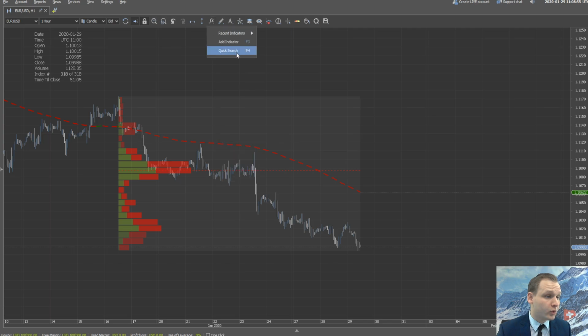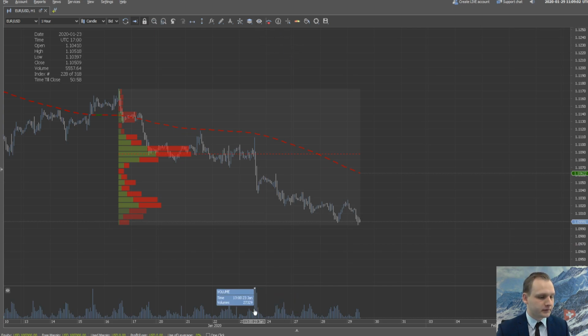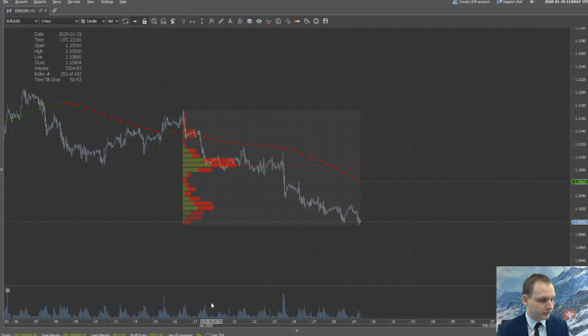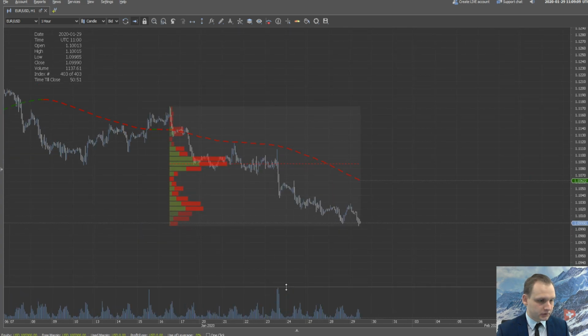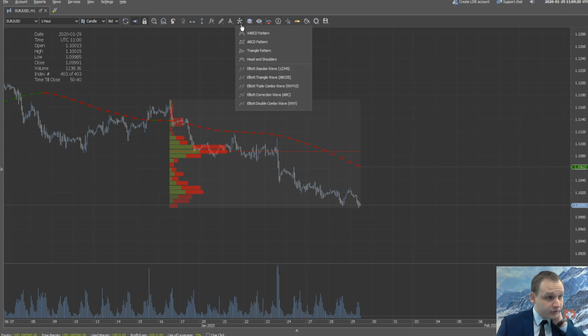But if you go to quick search of indicators, there were 5 by the way, but you can see volumes like this also in a range below. Moving on, next up, we got patterns to show off. And patterns are here. And you got XABCD pattern, ABCD, triangle patterns, head and shoulder patterns.